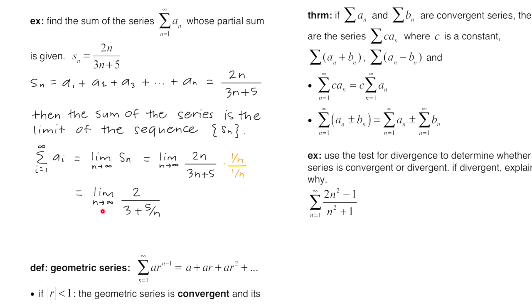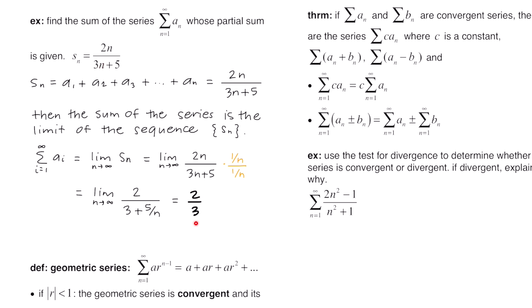So at this point, we're taking the limit of the top and the limit of the bottom. When we take the limit of the top, we just get 2. When we take the limit of the bottom, we're going to do the limit of 3, which is 3. And then the limit of this term right here, as n gets larger and larger, this term is going to go to 0. So we end up getting that the sum of the series with this partial sum is going to be 2/3.